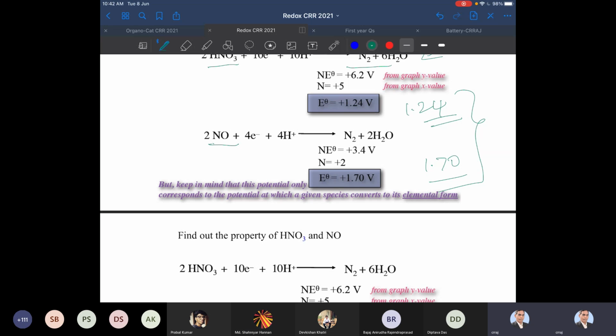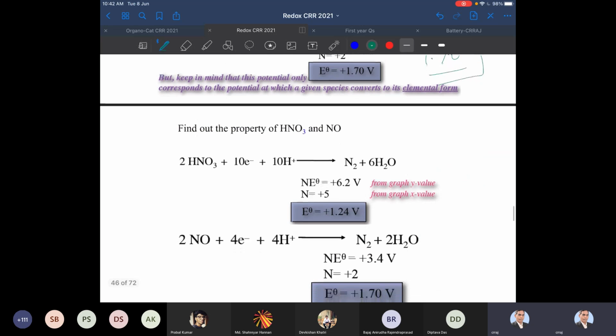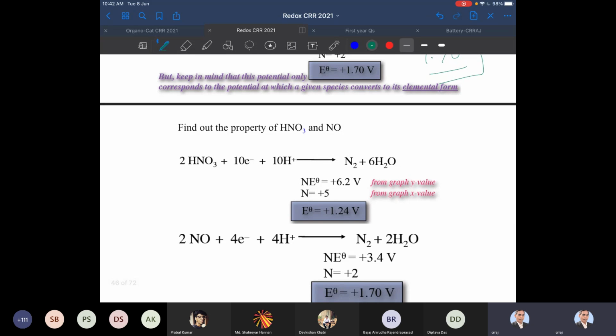Again, please understand, don't confuse, this is in terms of the reduction potential with respect to the elemental state. In experimental conditions, NO may or may not be converted to N2. What we are talking about here is that my plot gives the potential with respect to nitrogen. So I'm talking in terms of the reduction potential with respect to the elemental form. I hope you are following. Experimentally, a lot of complications will come, so we will go into that a little later. I will give you some problems, and you will be able to understand what I actually mean.